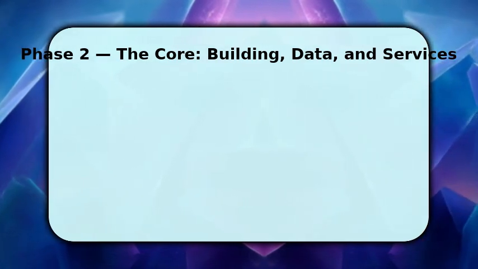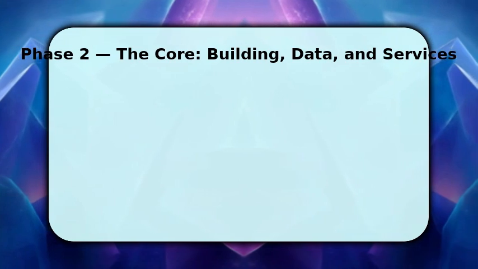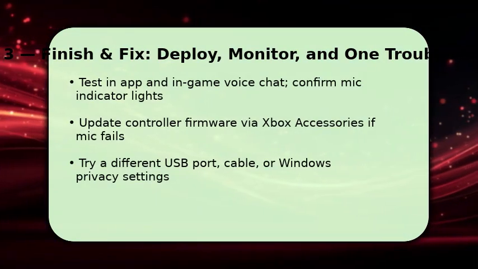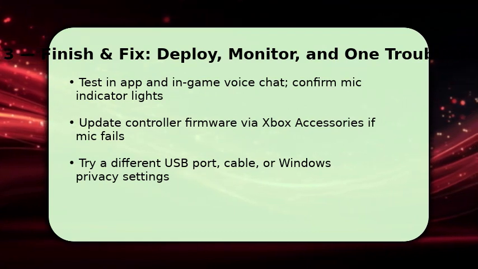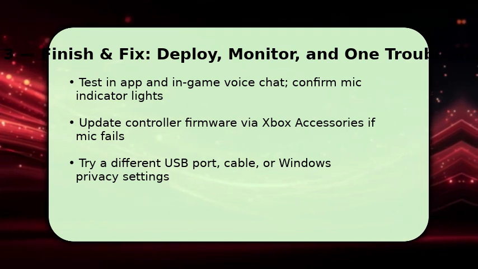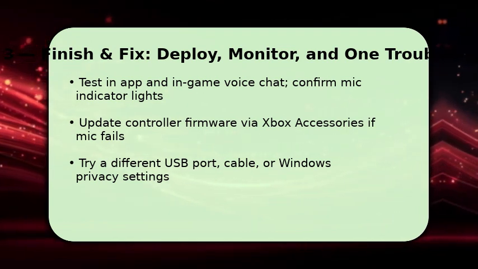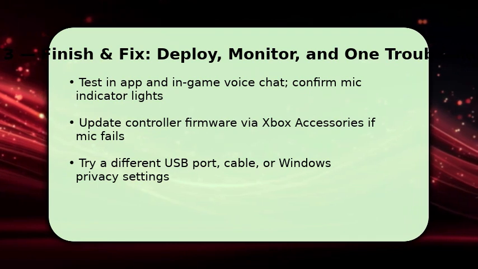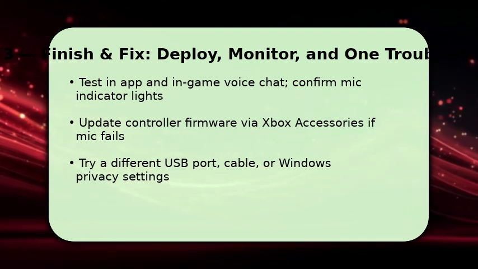Once validated, configure specific apps, Discord, Teams, or games to use the same input to keep consistency. Finish by testing live. Join a voice channel or start an in-game chat and speak. Watch the mute lights and app input meters to confirm sound. If nothing registers, update controller firmware in the Xbox Accessories app and reboot. Firmware fixes many routing bugs.